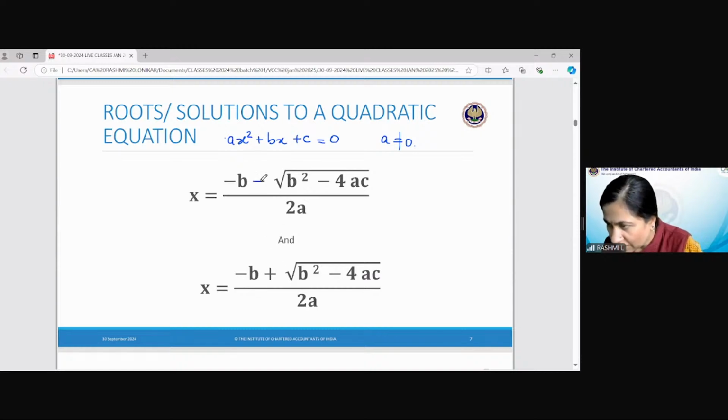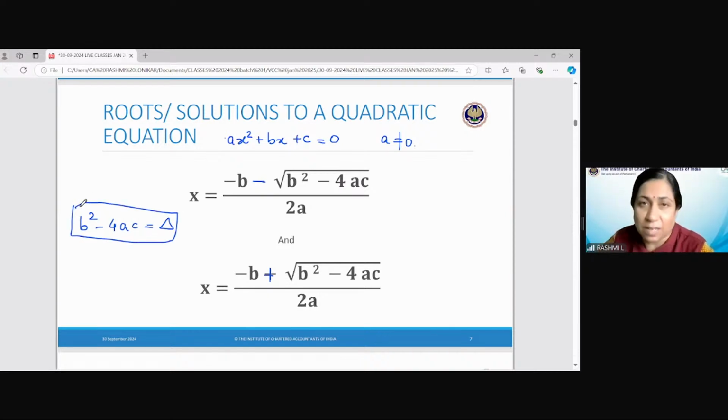plus square root of b square minus 4ac upon 2a. This b square minus 4ac is also represented by a triangle and is called a discriminant. Okay, this is important. This will help you decide whether the equation has real roots, equal roots, unequal roots, imaginary roots, irrational roots. All this will be decided by this.